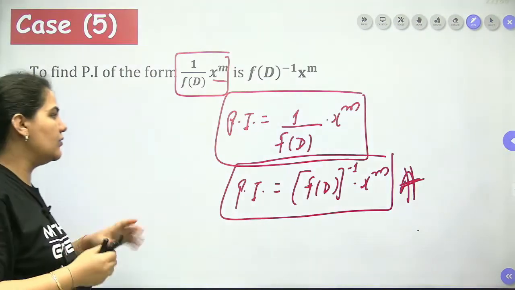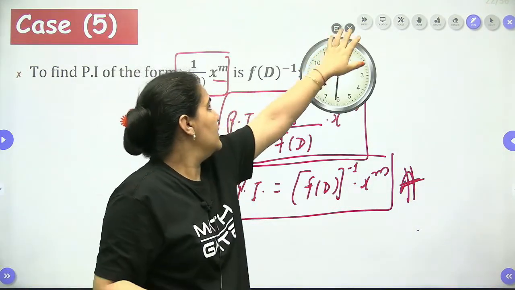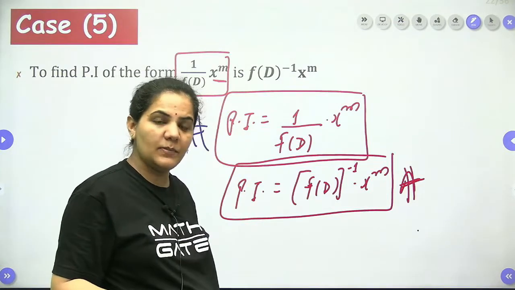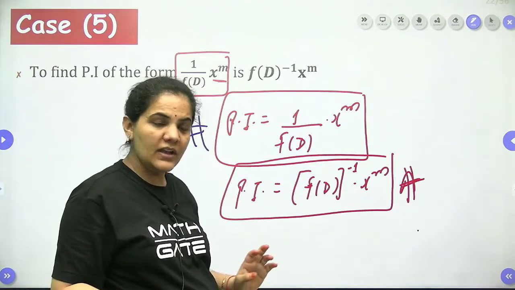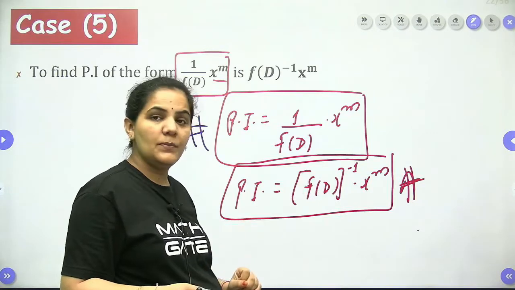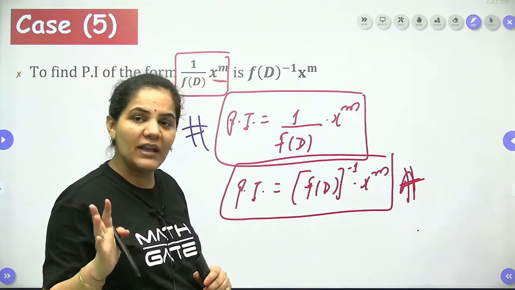As I already told you, the question will be in this form only, dear students: 1 by f(D) into x power m. You will always take f(D) in the numerator. So when you take f(D) in the numerator from the denominator, it will have power minus 1. So it will be f(D) power minus 1 into x power m always.